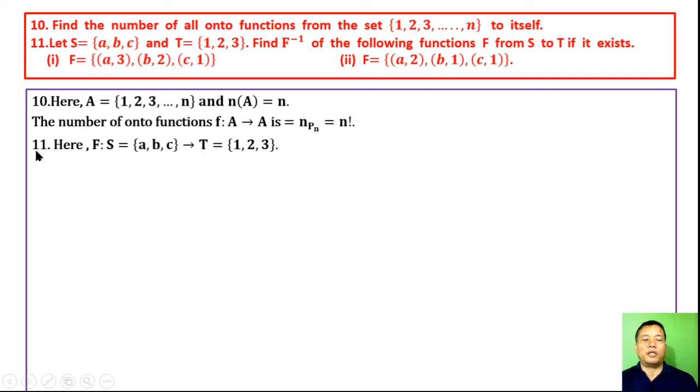For question number 11. Let S consist of a, b, c, and T consist of 1, 2, 3. Find f inverse of the following functions f from S to T, if it exists.